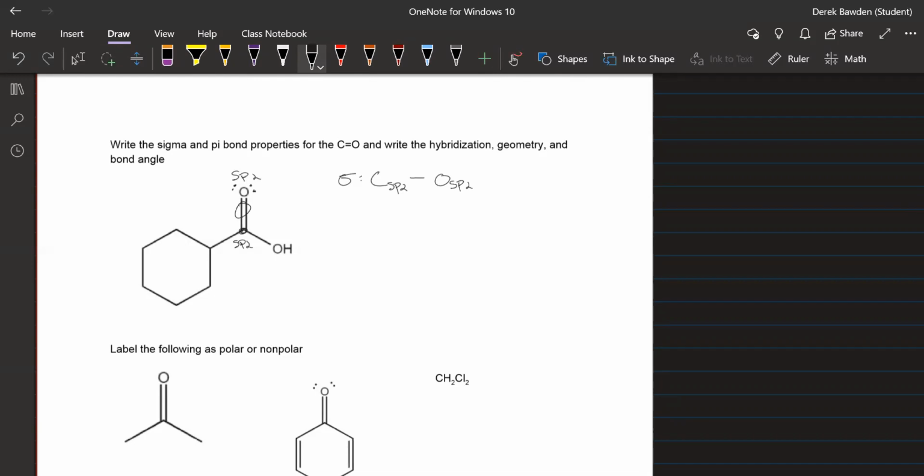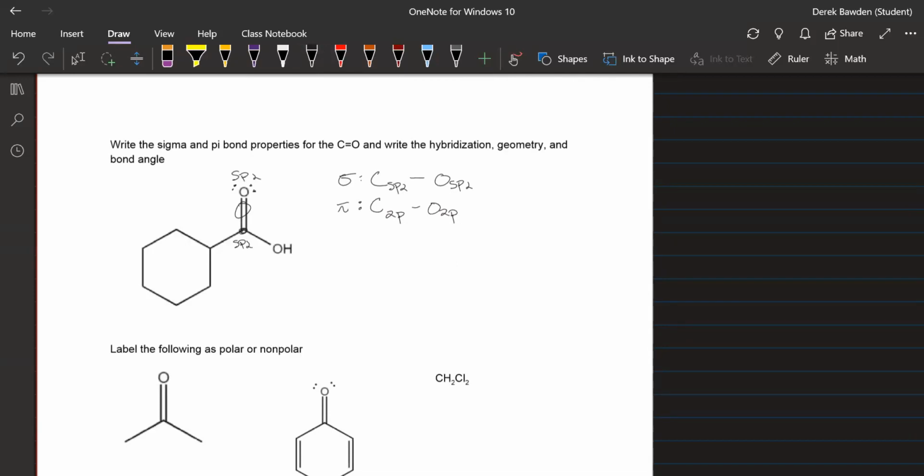So we also want to talk about the pi bond. Pi bonds are super easy. You just got to memorize this. Pi bonds are always going to be C2P, O2P. If it was a carbon double bond carbon, it would be carbon 2P, carbon 2P. So you just got to remember 2P for all of your pi bonds.